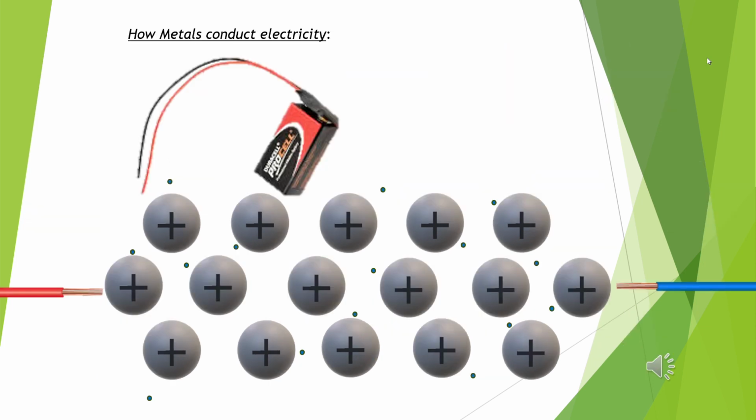How metals conduct electricity. For example, I took sodium, and these are the sodium atoms and the delocalized electrons. When a current passes through the wire, the delocalized electrons just move through the wire, from the red wire and come back by the blue wire, and in this way they conduct electricity.